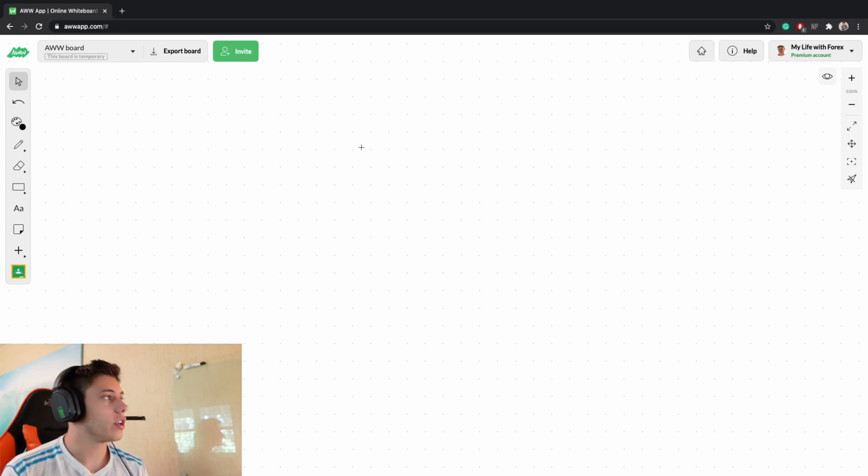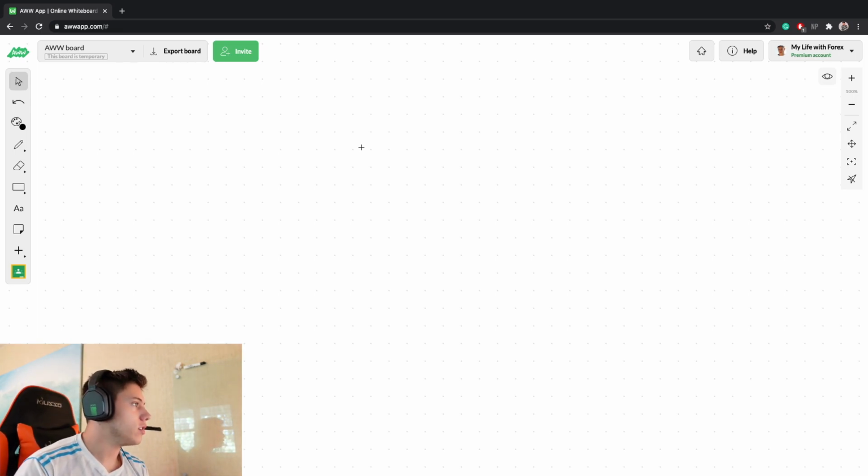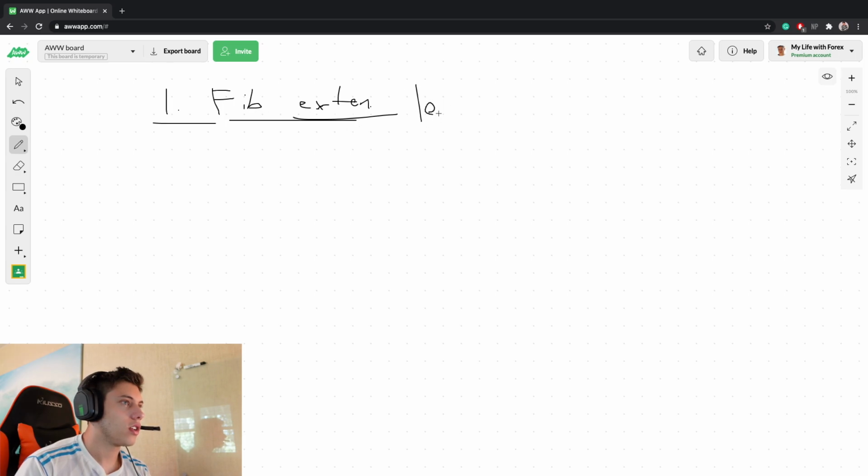All right, guys. So here we are. Let's jump right in. The first way you can determine when to exit and get out of a trade, which is really popular, and this is something that I also utilize, is you can use Fib extension levels. So this could be the 1.2, the 1.6, the 2 level.